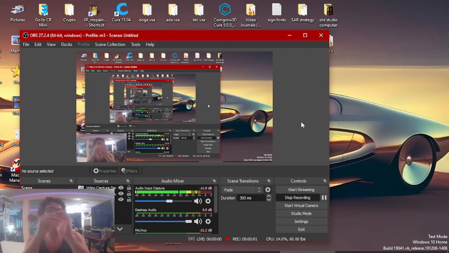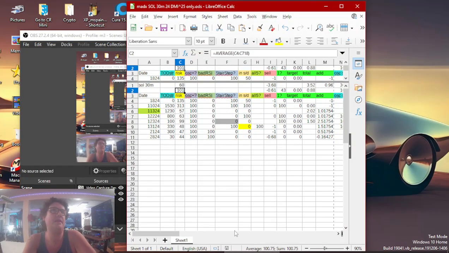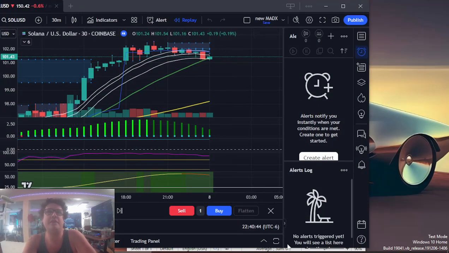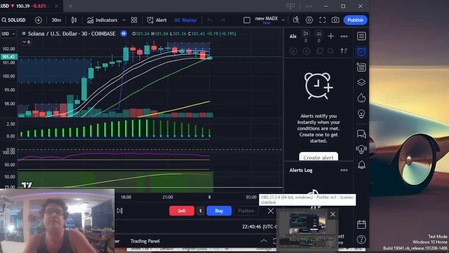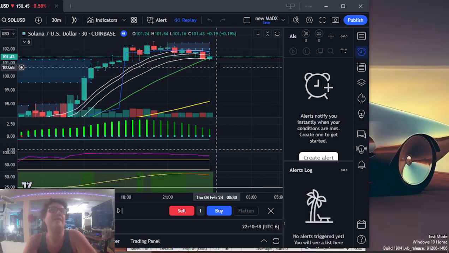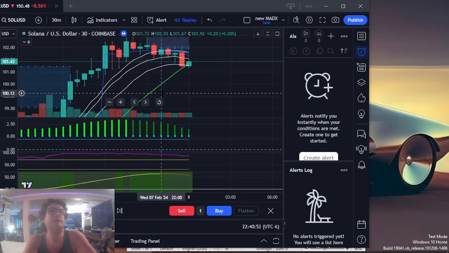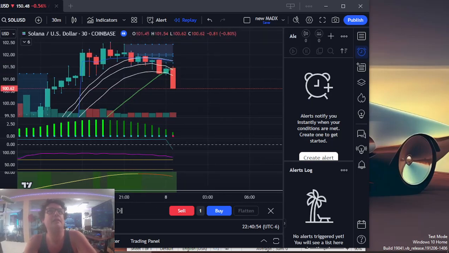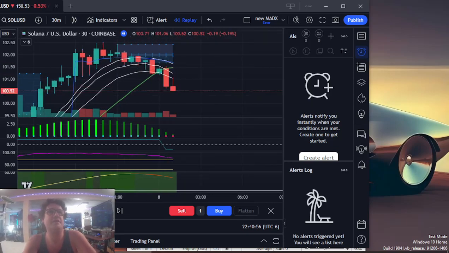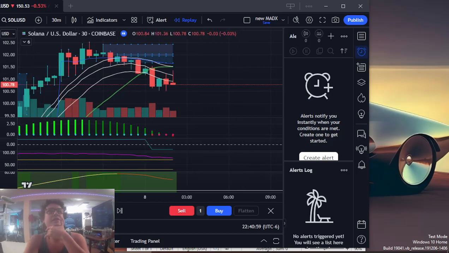Welcome back, everybody. It was a rainy day out there today, but we are continuing our exploration of Solana in the 30-minute time frame. We're up to February 8th, and we're going to start off where we finished last time. And that's about where we are. I think this next bar is the one that we just did. So let's just keep going.